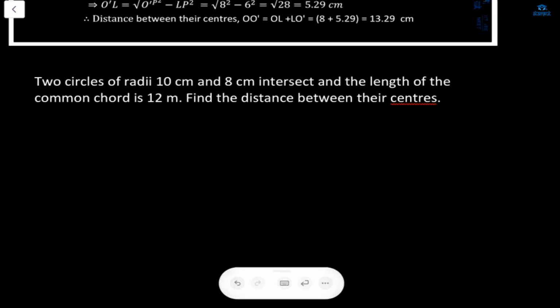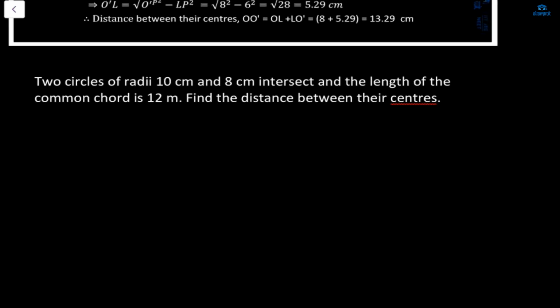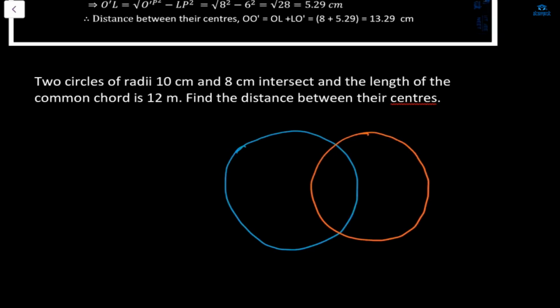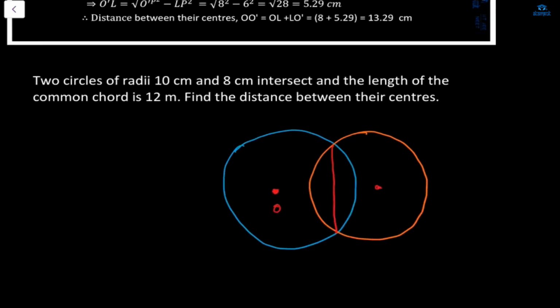So first of all, we need to draw two circles that are intersecting each other. So it is one circle and this one is the other circle. They are intersecting each other. Now, the length of the common chord is 12 centimeter, so I'm drawing a common chord. This is of 12 centimeter, and you can name it anything. You can say this is center O, and this you can take as O dash because they are different centers.